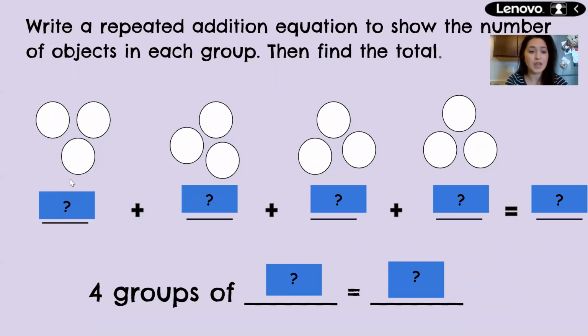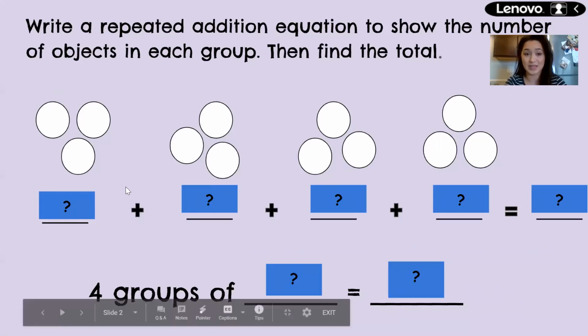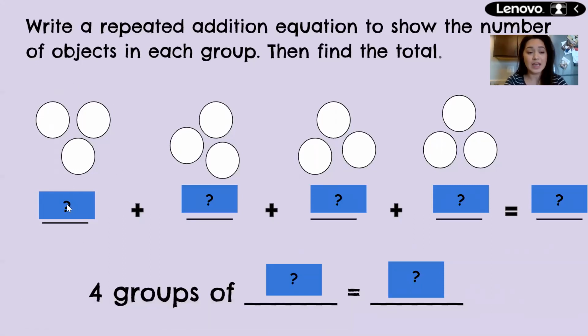We're ready to go. First, I'm going to look at my group, and I need to make sure I can write a repeated addition equation. Repeated means to go over and over and over again, and addition means to add. So we're going to be adding the same number over and over and over again to get a repeated addition equation. I have blanks underneath each of these groups because I need to figure out how many are in each group. All right, how many are in my first group?